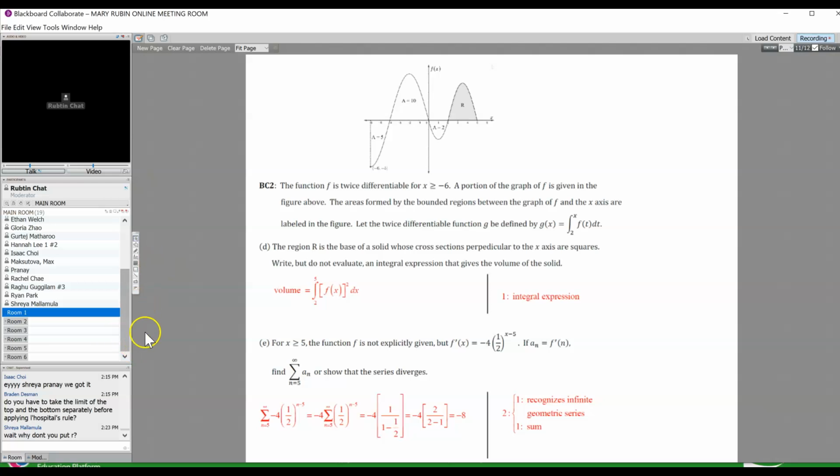Okay. Why do I not put R? Because you're making them, you're assuming that they understand that R is an area.